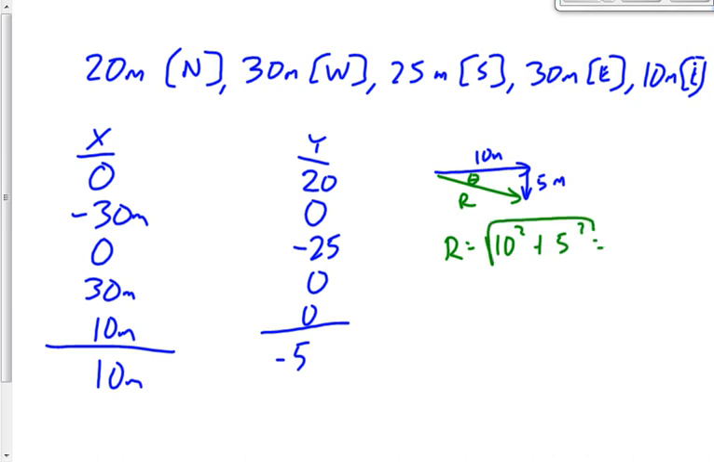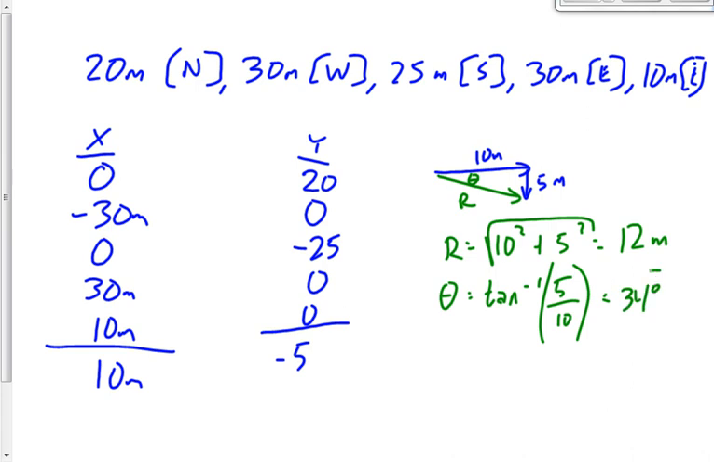What does that equal? Square root of 125 would be just over 12. To 2 digits, it would be 12, right? Theta is equal to the inverse tan function of 5 over 10. The inverse tan of 0.5 is going to give me, what, about 30 degrees? 35? 34? Good? How many people got that?